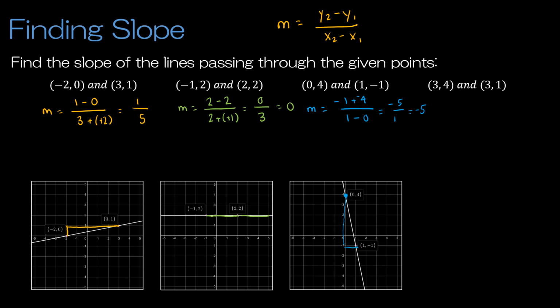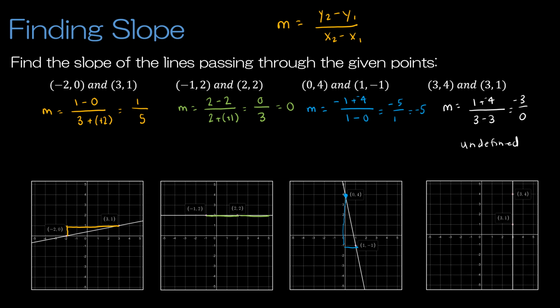And finally, I have my second y of 1, my first y of 4, my second x of 3, my first x of 3, and I end up with negative 3 over 0. So this is an undefined slope. Remember, undefined is going to be a vertical line, and we can see that is what we have when we graph those points.